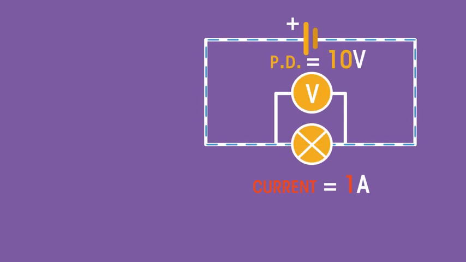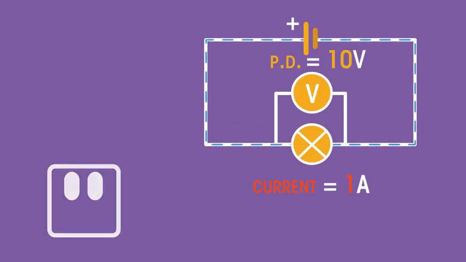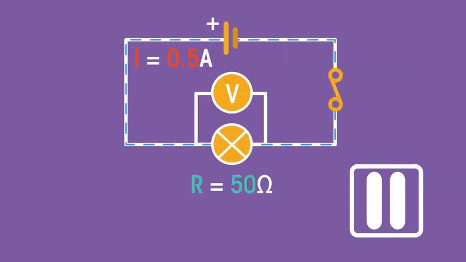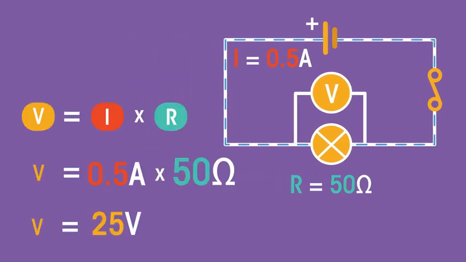Calculate the resistance of the lamp in this circuit. Pause the video while you work out the answers. Calculate the voltage or potential difference across the lamp. Did you get them right?